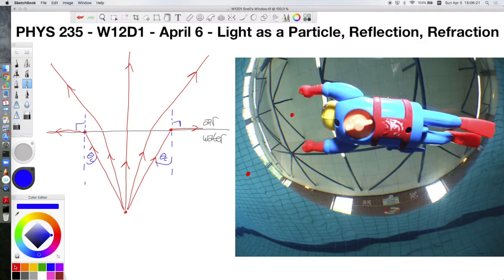So this means if you look any further to the side, and I'm going to draw these rays in purple, if you look any further to the side, we're now at an angle greater than the critical angle, so we just get total internal reflection back down.